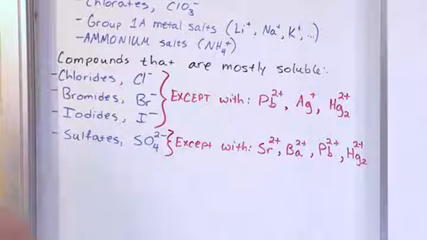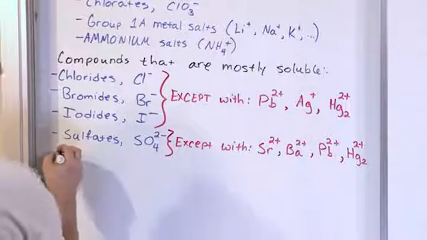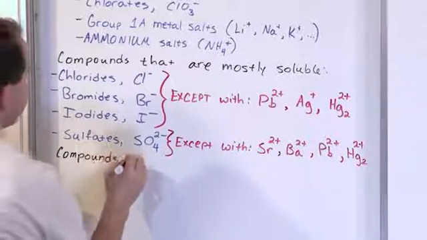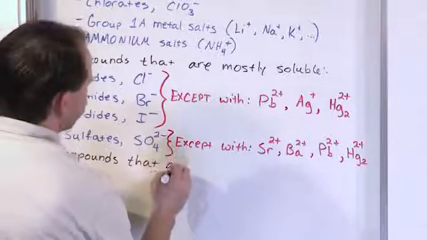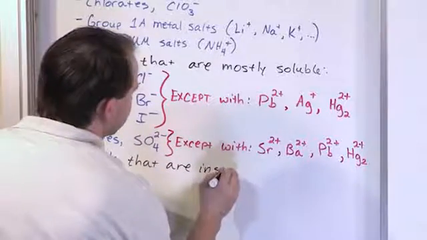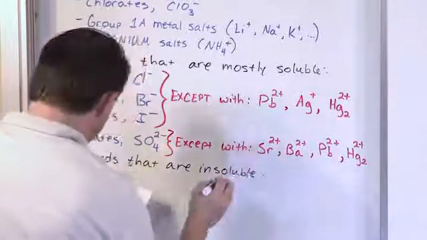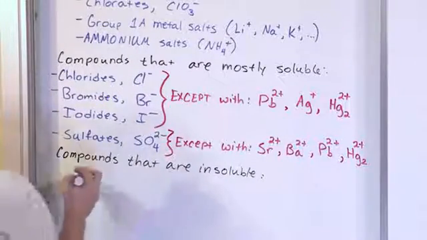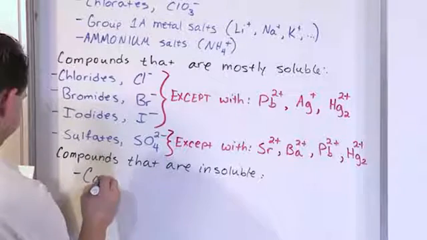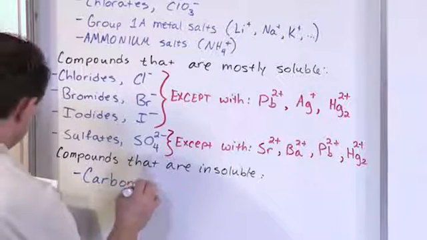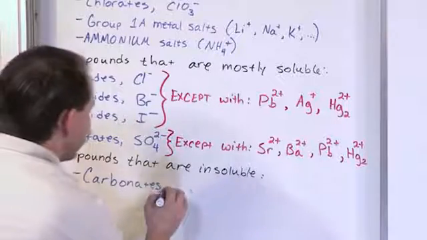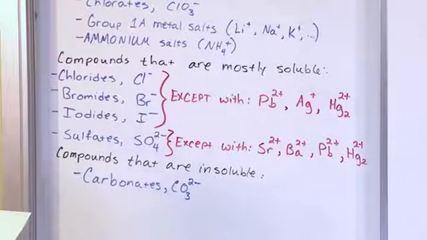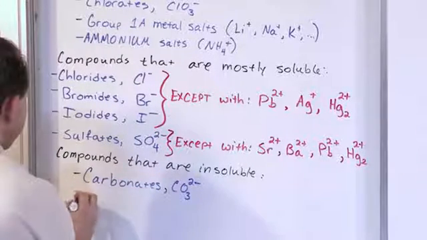Let's go to our last class, and then this chart will be over. So these are going to be compounds that are insoluble. And I promise you, we're almost done here. So what do we have next? We have carbonates. These are compounds that have CO3 at the end, and they like to have a -2 charge. These are polyatomic ions you've probably heard of before, saw in your book.